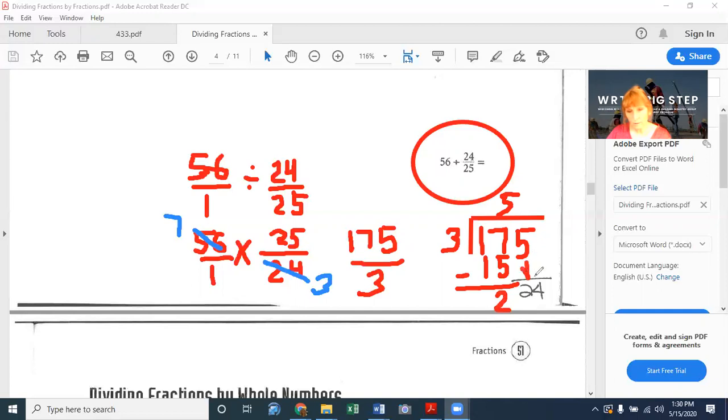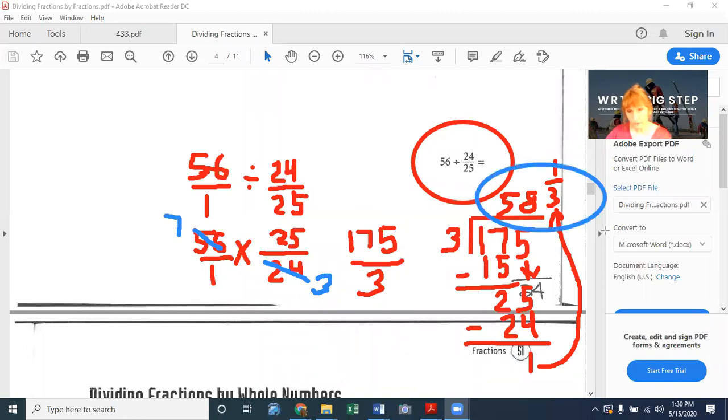Bring down the 5. How many 3's go into 25? Well, 3 times 8 is 24. 3 times 9 is 27. That's over. So 3 times 8 is 24. Then I subtract 25 minus 24, and that gives me 1. So that's going to come up here, and that's going to become the numerator of my fraction, and the 3 is going to become the denominator. So the answer to this problem then is 58 1/3, and I could probably just circle that right over here. 58 1/3 is the answer to that.